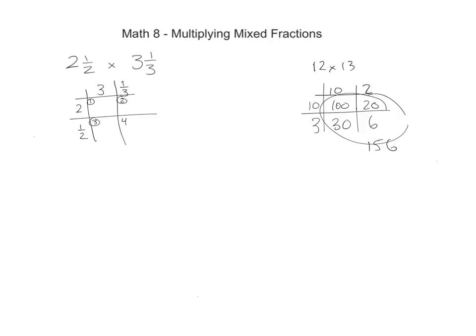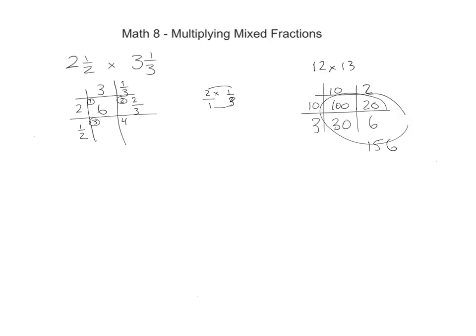So 2 times 3, excuse me, is 6. So that one's pretty straightforward. Let's do box number 2. It's 2 times 1 third. And just a reminder, 2 you can write as a fraction of 2 over 1. And when you multiply fractions, top times top, bottom times bottom. So 2 times, sorry, that should be 1 third. So 2 times 1 is 2 on top. 1 times 3 is 3 on the bottom. So that's what box number 2 is.